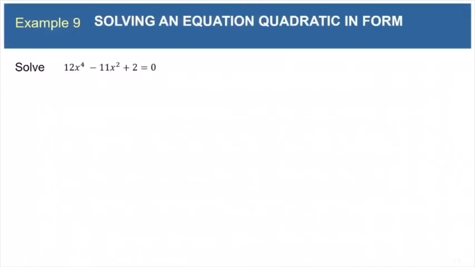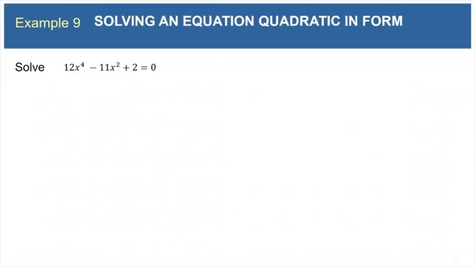Now here's just one more example, and we're going to work this two different ways because I do want you to see that substitution is not the only way. However, for this course you will be required to use substitution when you show your work on a quiz, but there might be other problems where you're not required to show your work and you might want to work it a different way. So I'm going to show you both ways for this particular problem. Here we have 12x to the fourth minus 11x squared plus 2 equals 0.